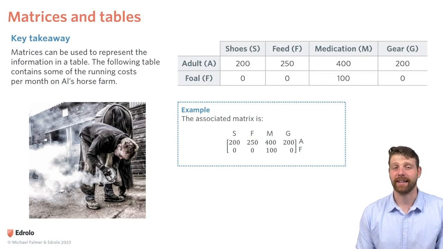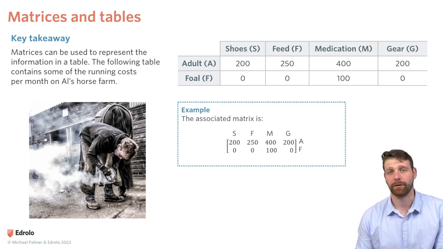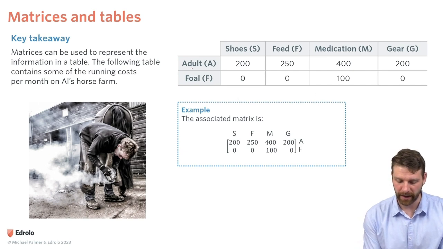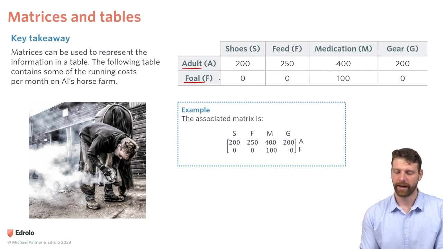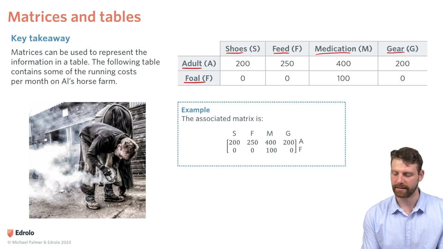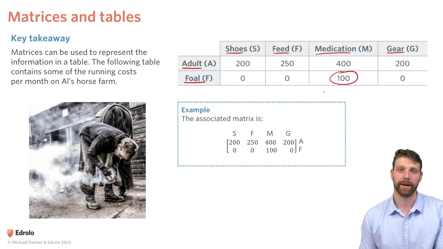Okay, matrices and tables. Our key takeaway today is that matrices can be used to represent the information in a table. The following table contains some of the running costs for Al's horse farm. So let's have a look. We've got adult horses and foals, so young horses. And we've got their expenses as shoes, feed, medication, and gear. The only thing that it costs for foals is $100 a month for medication, compared to an adult horse where there's $400 a month for medication.